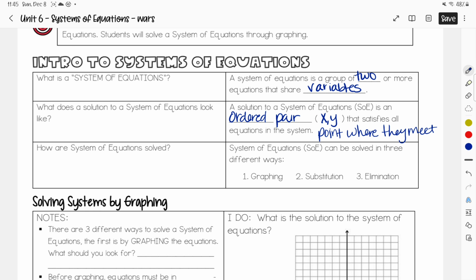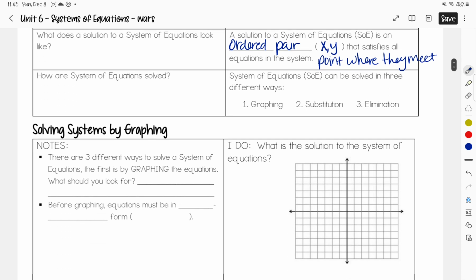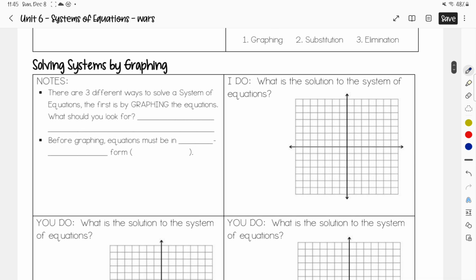Okay, and then how are systems of equations solved? Well, we solve systems of equations in three ways. Last year, you guys learned how to solve them by graphing, which we're going to review today. And then you can also solve them by the substitution method or the elimination method, which we're going to learn later in this unit. Okay, so let's review solving systems by graphing.